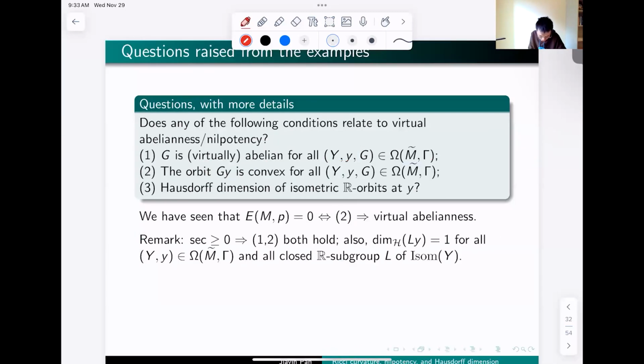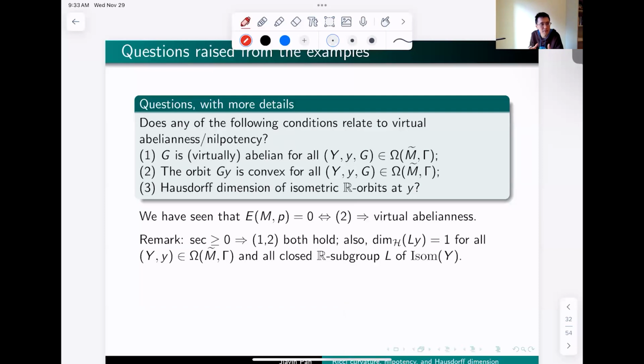So let me first say that if you assume non-negative sectional curvature, then one is always true. The limit group is always virtually abelian, actually. And the orbit is always convex. It's actually Euclidean factor. So one and two, they're all true. And moreover, the Hausdorff dimension of any isometric R orbits in the limit must have Hausdorff dimension one, because that's happening inside a metric cone.